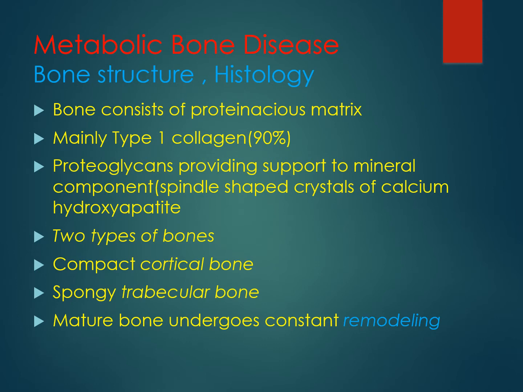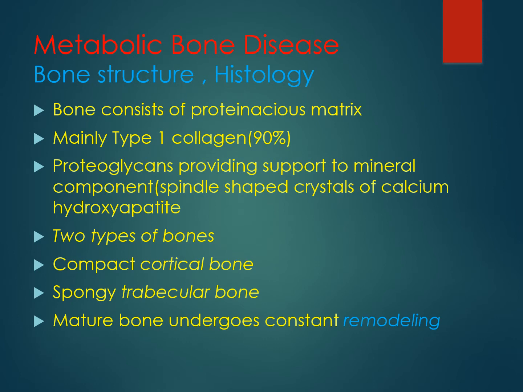Bone consists of proteinaceous matrix known as osteoid matrix, which mainly consists of type 1 collagen and also proteoglycans, which provide support to mineral component. And mineral component is the crystals of calcium hydroxyapatite, which contains calcium and phosphate. There are two types of bones: compact or cortical bones, that is the long bones, and the spongy trabecular bones, the flat bones, also known as cancellous bones. They are there, for example, the skull, vertebrae, and the ribs and femoral neck.